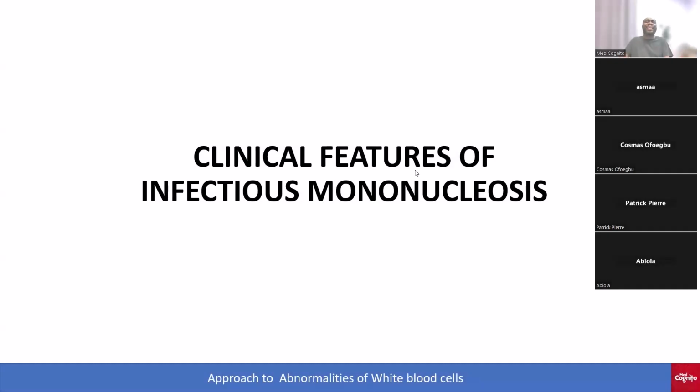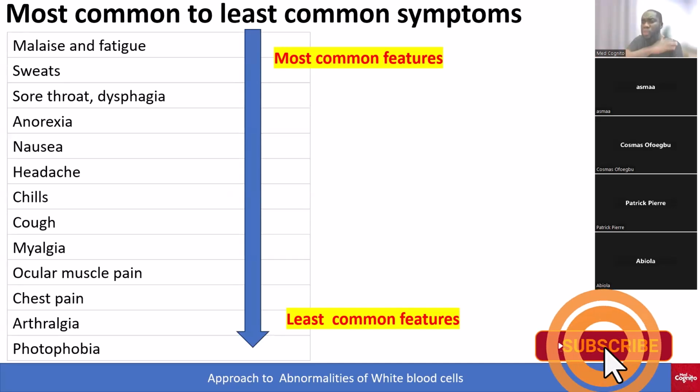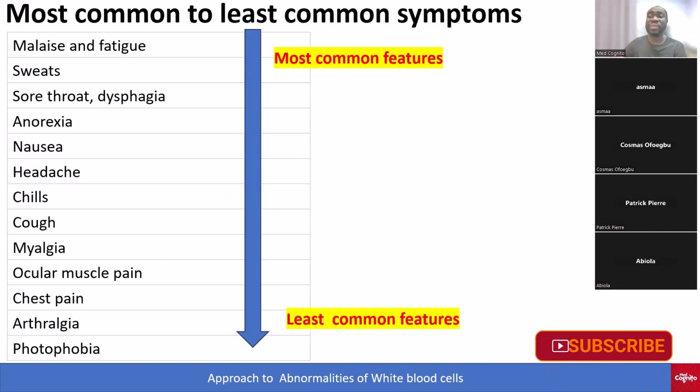Okay. So what are the clinical features of infectious mononucleosis? Now, this is also another place that I want you to pay attention to. What are the features which are most common and what are the features which are least common? For many of us, we know that infectious mononucleosis will present with throat pain, lymphadenopathy, and maybe some fever.